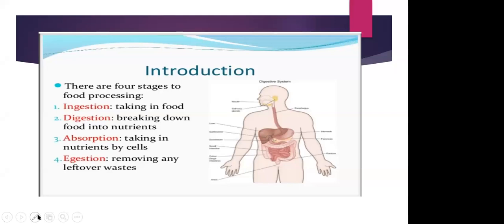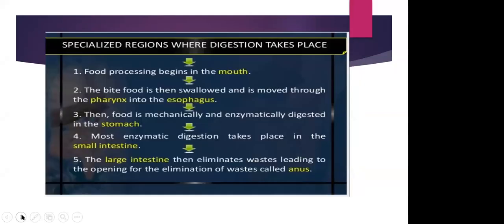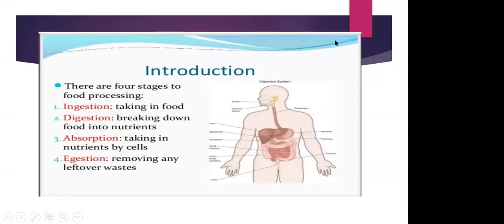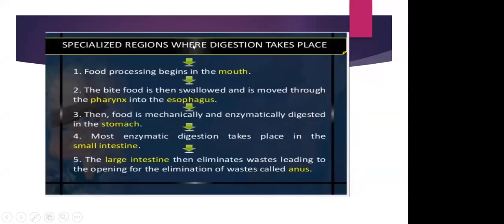And the next one. Specialized regions where digestion takes place. So in the digestive system, look at this picture, children, beside the 4 processes. This digestive system starts with the mouth and ends with the anus, isn't it? So let us see the sequential order, that means the specialized regions where digestion takes place, with the help of a flow chart. Look at this flow chart.